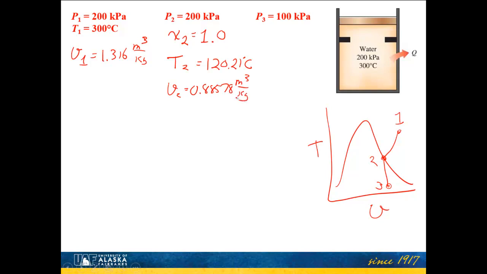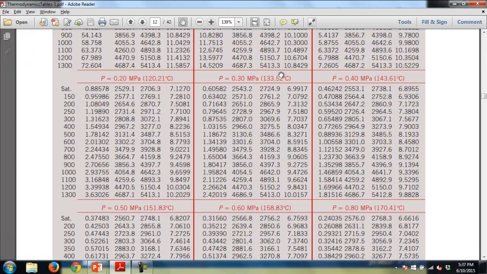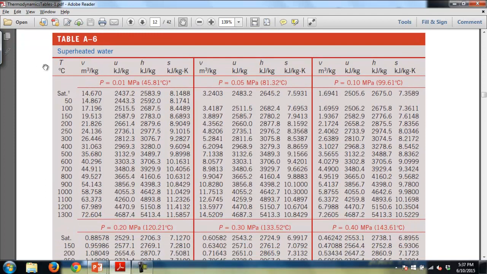All right. So let's go to point 3 down here. Since it's a constant volume, or a vertical line here, we know that v3 is equal to v2, which we just found at 0.88578. And then what is T3? Well, we're underneath the saturation curve here, so pressure and temperature are not independent. So for 100 kilopascals, we want to find T-sat at 100 kPa. I'm going to come back, and now I have to go back up to my saturation properties.